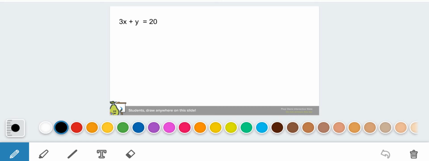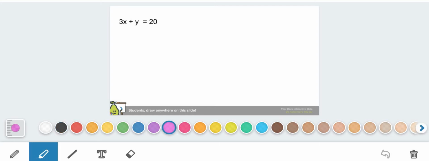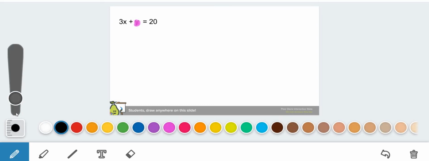In today's video, we're going to go over how to solve for y. So the first thing I want you to do is highlight the y in any color you want. What we're going to do is get rid of everything outside of where you highlighted. So switch to a pen, make it small.